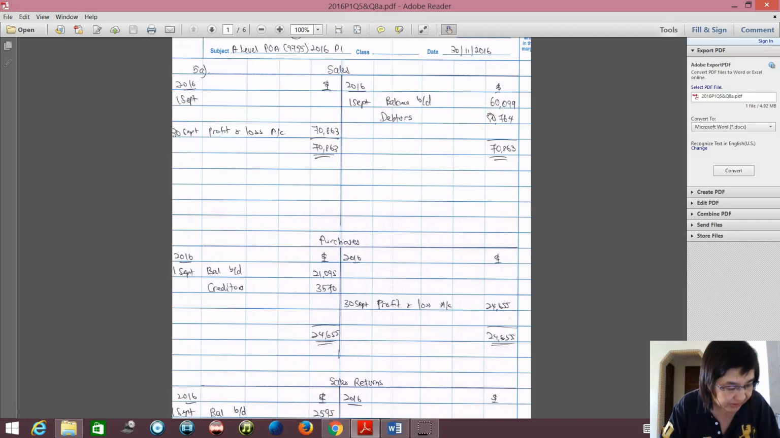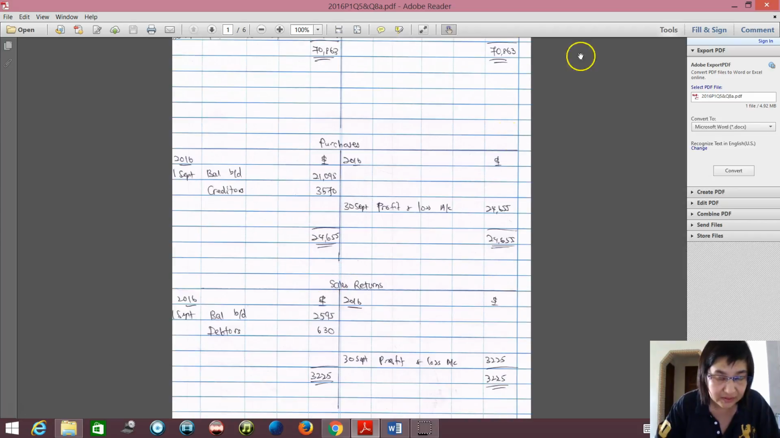So the question says, number 5, accounts in the ledger of Basharat at 1 September 2016 show the following balances. So very easy, but I need to be careful, don't make careless mistakes. So sales is a credit nature, so the 1 September balance brought down will be on the credit side. Purchases, 1 September 2016 balance brought down on the debit side. So sales is a credit nature, sales return is a debit nature. So this one 2595, right?